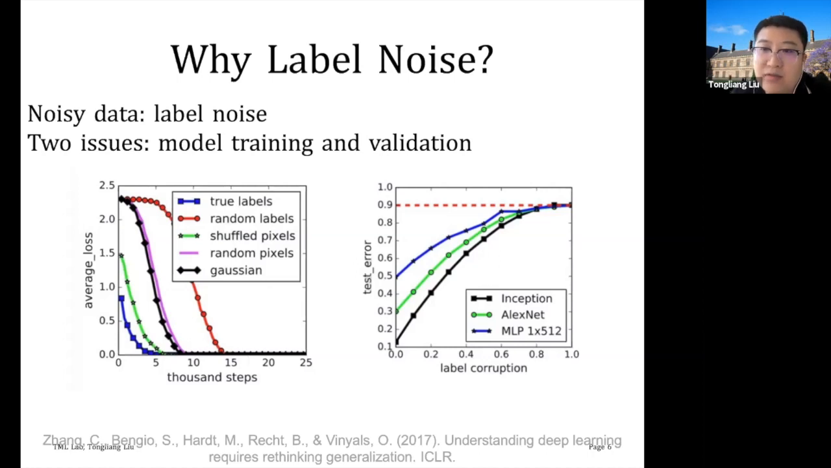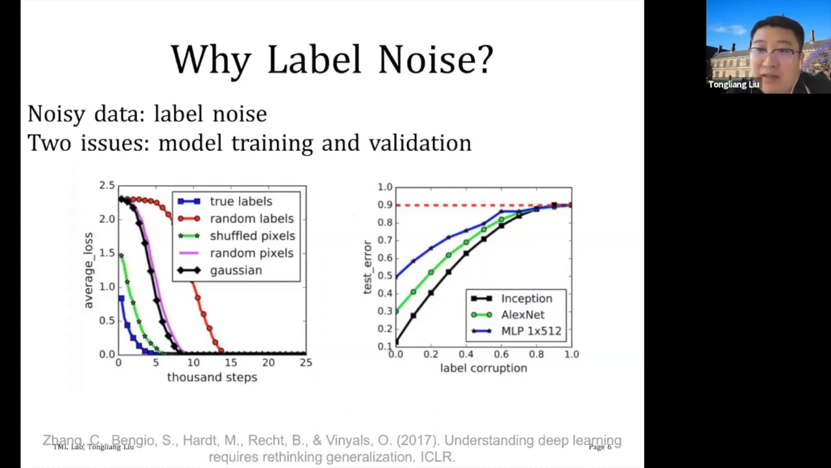test the model, in the figure on the right-hand side, the horizontal axis represents the label corruption. For example, 0.6 here means that 60% of the labels are wrong for the test data. And the vertical axis represents the test error. We can see that when we increase the label errors, the test error will also increase, which means that the training error is very small, reaching 0, but the test error is very large. This is the overfitting problem, right?